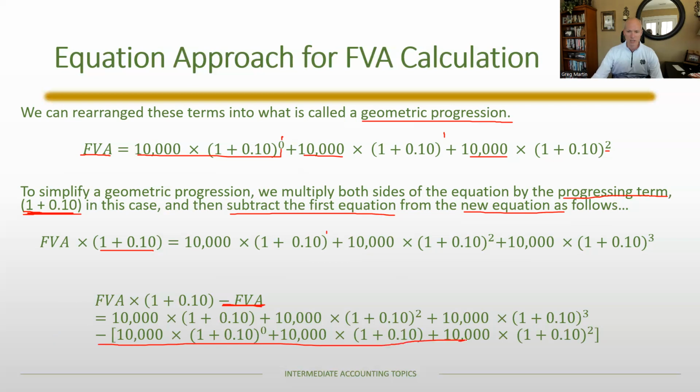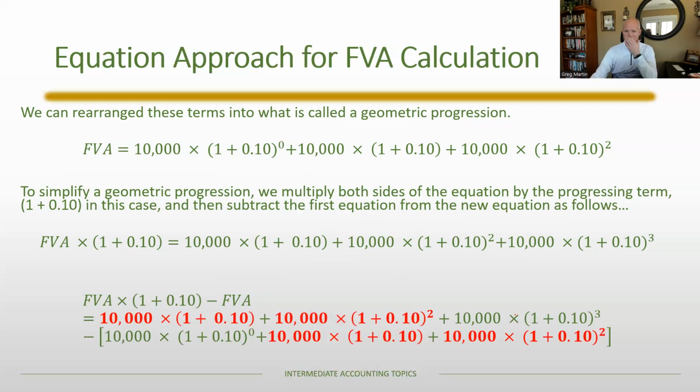So we see that the left-hand side of the first equation is here, and then the left-hand side of the second equation is here. And what's interesting is what you have in the middle are some common terms. And so you see 10,000 times 1 plus 1 to the first power is both in the new equation and also in the first equation. And the same is true for the squared term. It's in the new equation and it's also in the first equation. Those things cancel out. So as they all cancel out, our equation becomes much simpler.